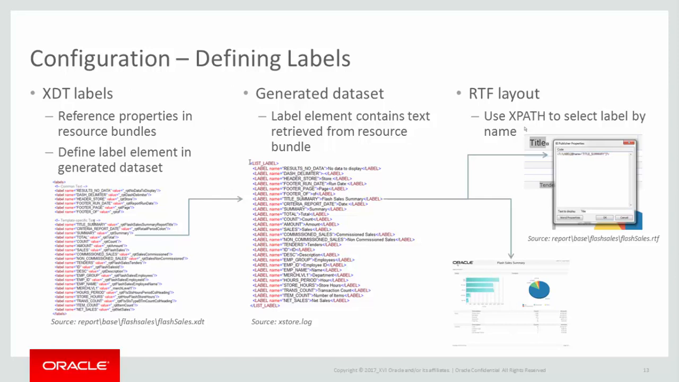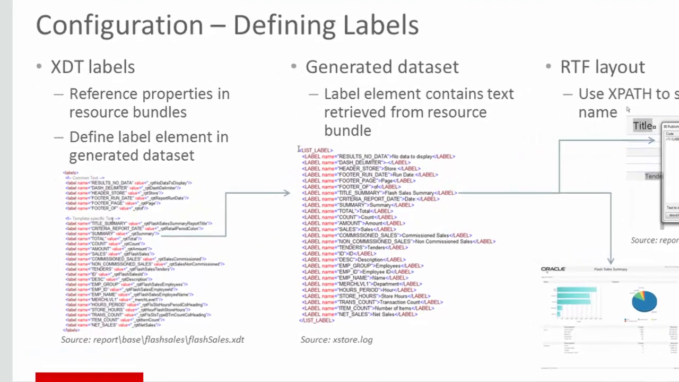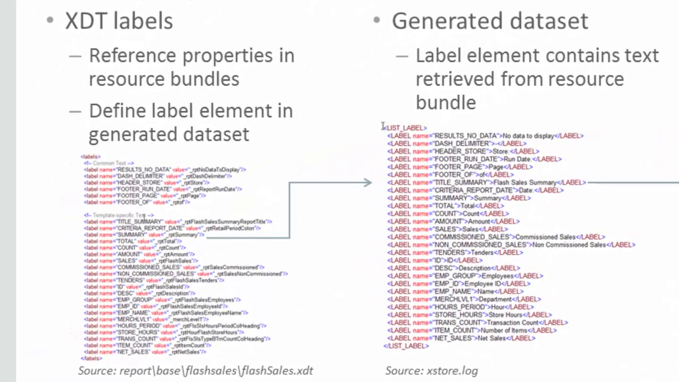In the context of an XDT file, labels refer to text used in reports that appears the same every time the report is run. Examples of labels include table column headings and titles. Since XStore is capable of displaying words in many languages, the labels in XStore's XDT files don't simply contain text. Instead, they reference text contained in language resource bundles. In this slide, starting on the left, we can see how the XDT label named Title Summary is configured with a key. An English language resource bundle maps that key to the text Flash Sales Summary.